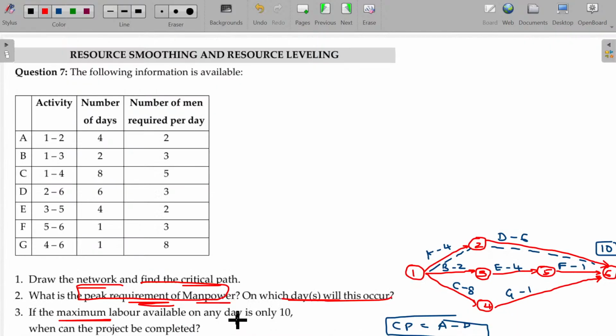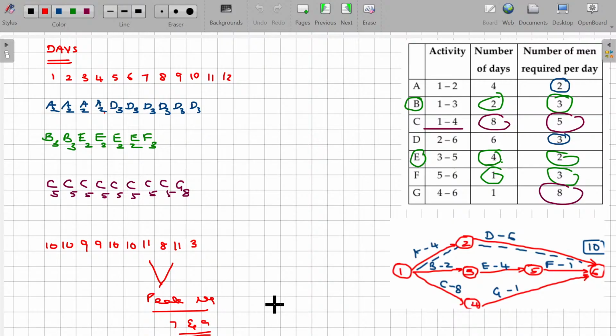If the maximum labor available on any day is only 10, what happens here? The project can be completed in 10 days, but the maximum number of employees available is only 10. We are stuck with day number 7 and 9. We don't have the employees. As we don't have the employees, what can we do? We can make a slight change. What change can we make?